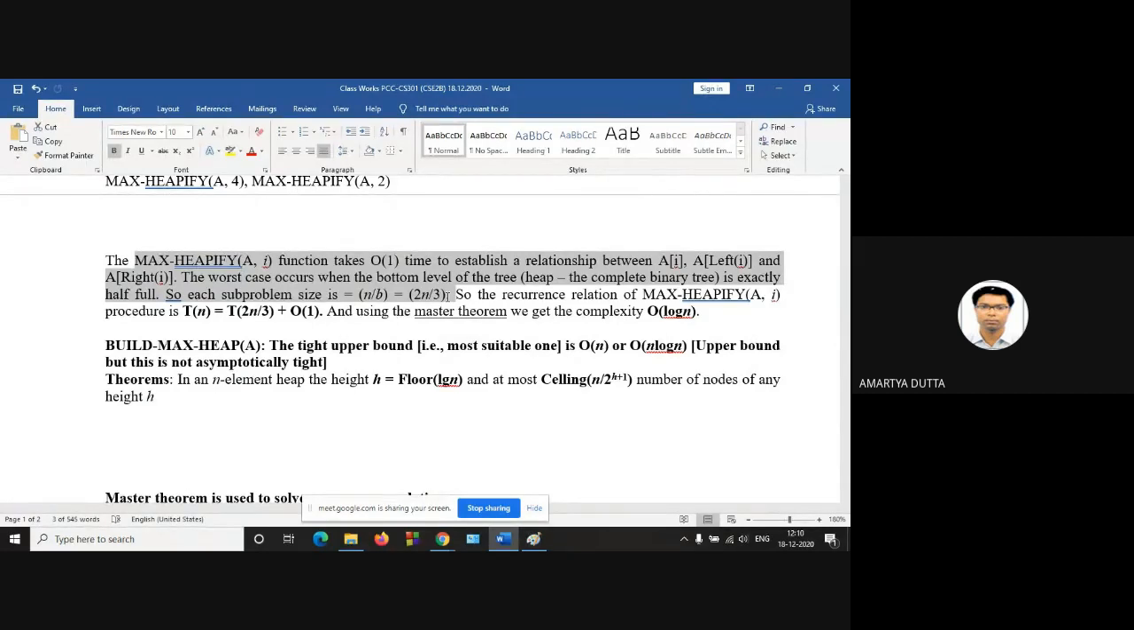So the recurrence relation is this. This is the toll function; it helps to establish a relationship between the parent, left, and right in order of 1. Out of 3 nodes, 2 nodes will be present in the worst case, that is a n by b. So using the master theorem, the complexity is order of log n, log base 2 of n. Is it clear? Why the complexity of max heapify is order of log n.